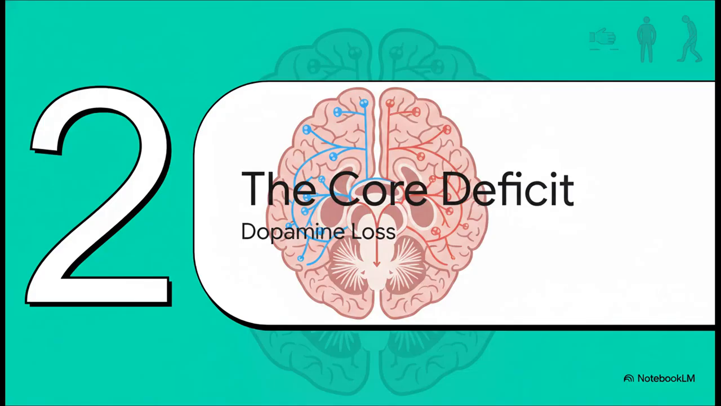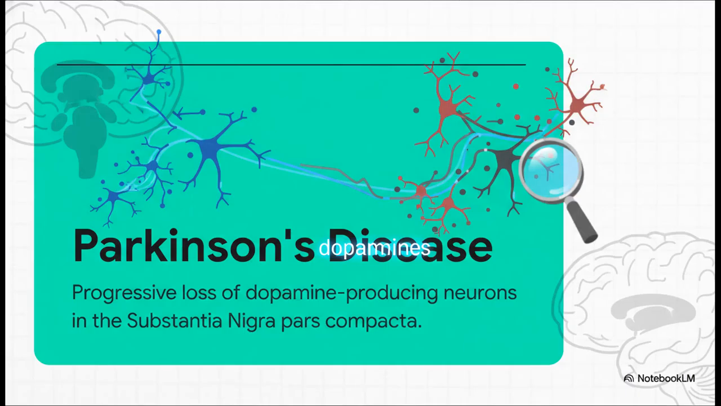Okay, Section 2, the core deficit. So we've seen the clinical signs. Now let's get to the root of the problem, down at the cellular level. And it all comes down to a profound loss of dopamine. So what is Parkinson's at its core? It's a progressive neurodegenerative disorder, and the pathology is incredibly specific.